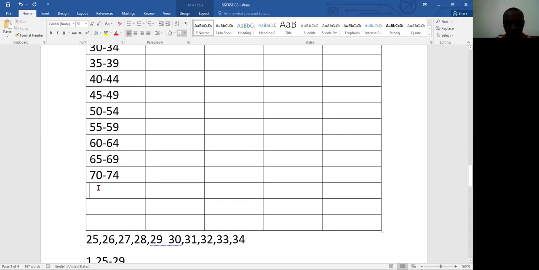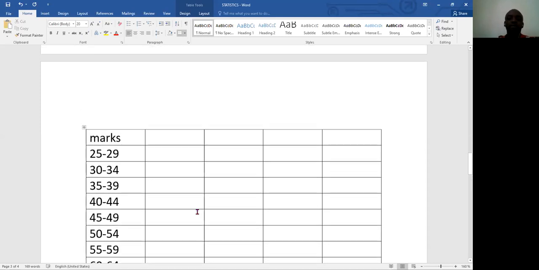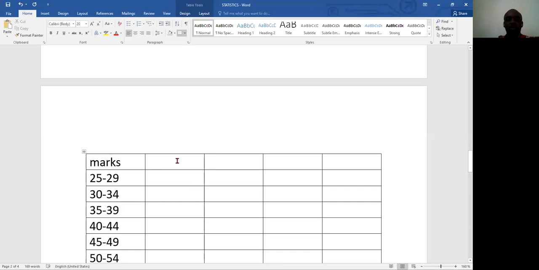Am I missing something? 75? Choose 29. 84. Then here the rest is marks. Okay. Here you're going to have the column of tally.